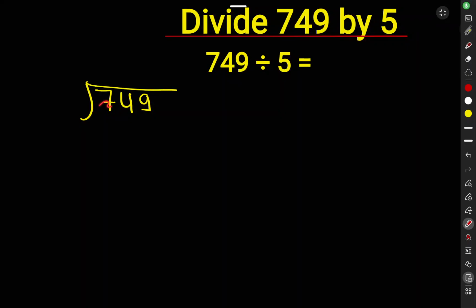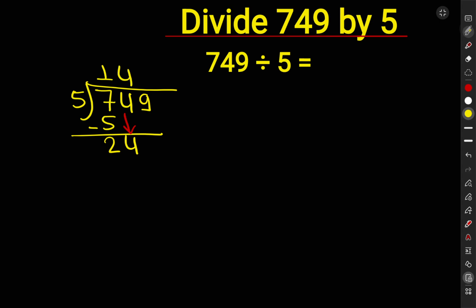We divide 749 by 5 in a long division method. 5 times 1 is 5. On subtracting we get 2. So now we put down this 4 and it is 24.